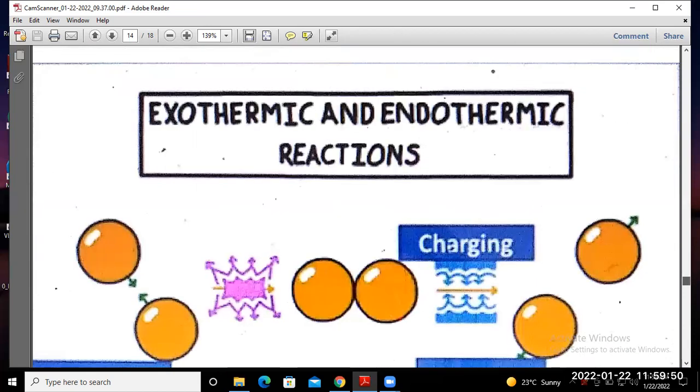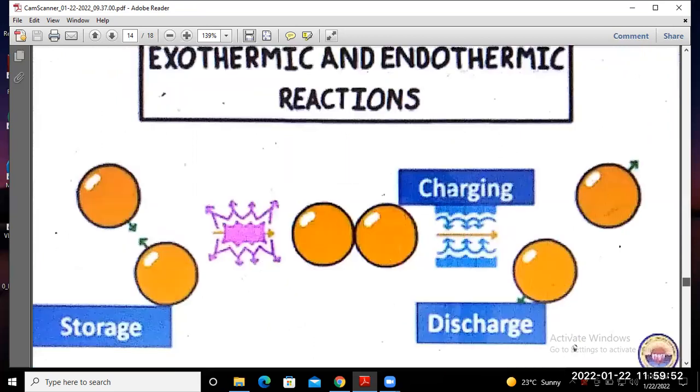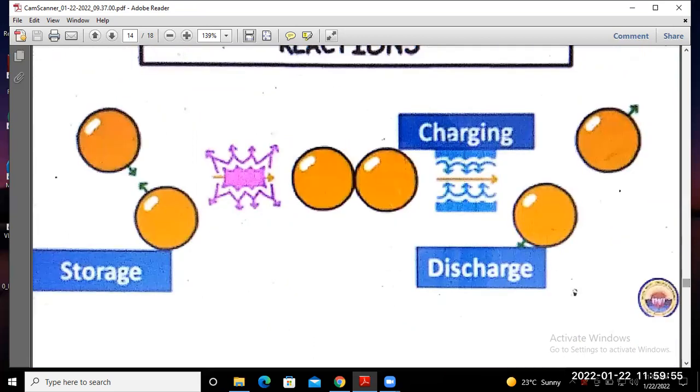Exothermic and endothermic reaction. You may find out which one is your storage. That means this one molecule and this one molecule, if you combine them, then it will be known as the charge storage. Okay.